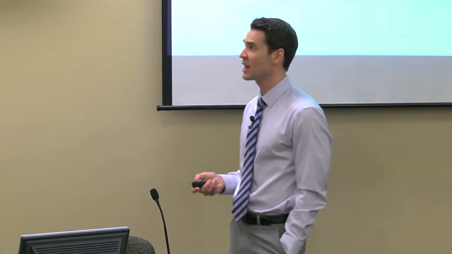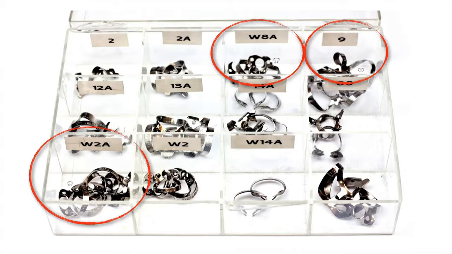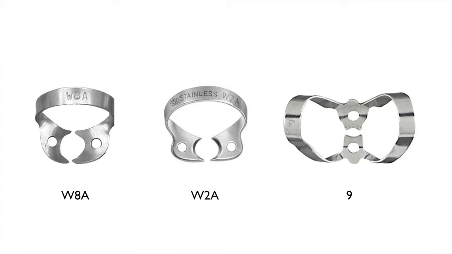Types of retainers: I've heard a lot of clinicians talk, especially the last course I went to, saying you have to use these winged retainers, you have to use this specific retainer. Well, I got a lot of retainers in my office. I practice with a partner, so he likes different ones than I like. I like the wingless ones. There's not many cases I can't get through with these 3 retainers. We've got the number W8A for molars, W2A for premolars, and the number 9 for anterior teeth. I can treat 90% of my cases with one of these 3 clamps.